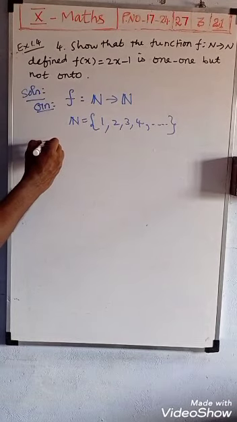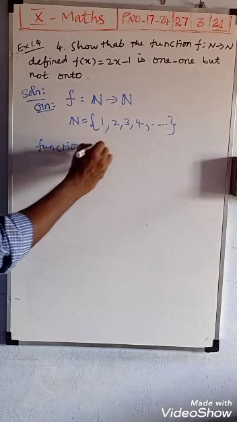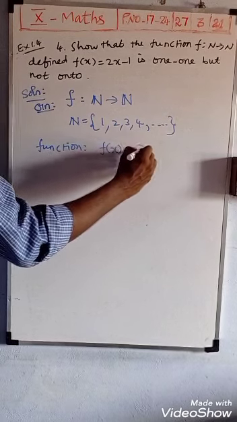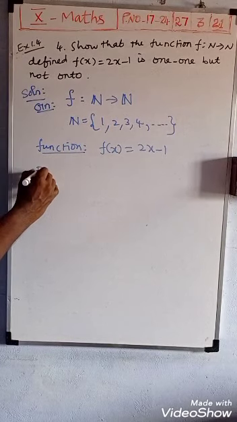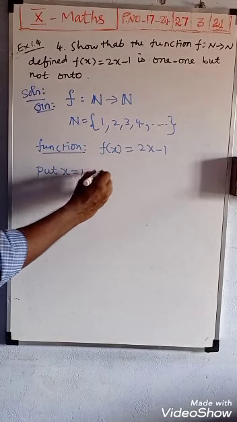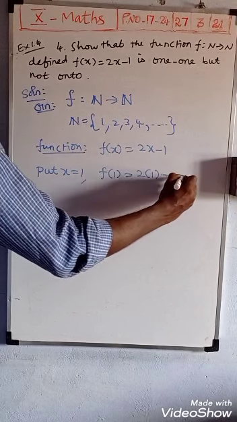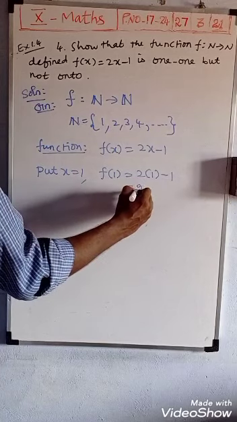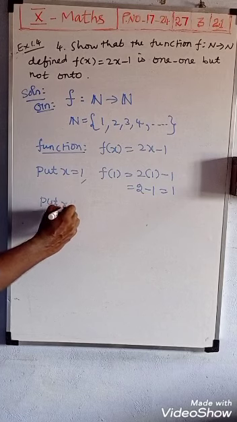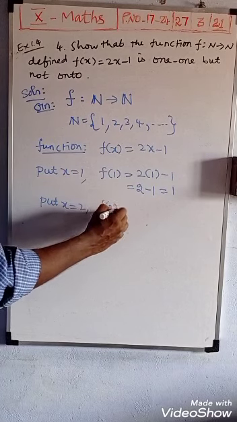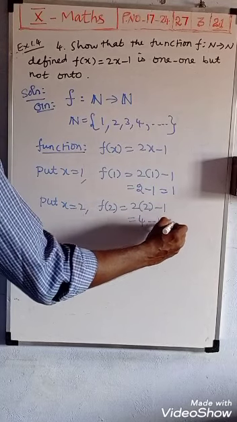Now take the given function f(x) = 2x - 1. First, substitute the domain values. Put x = 1. So f(1) = 2 times 1 minus 1. What will you get? 2 minus 1, which is 1. You will receive the answer 1. Next put x = 2, f(2) = 2 times 2 minus 1. 2 twos are 4, 4 minus 1, 3.